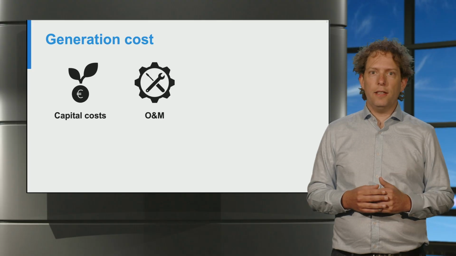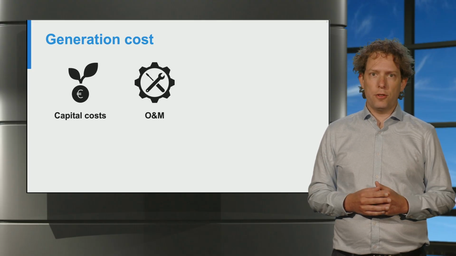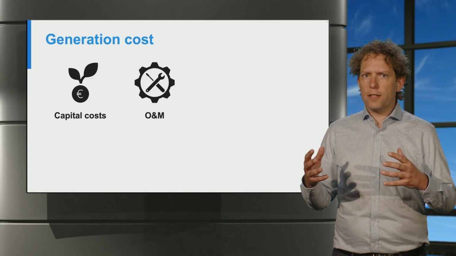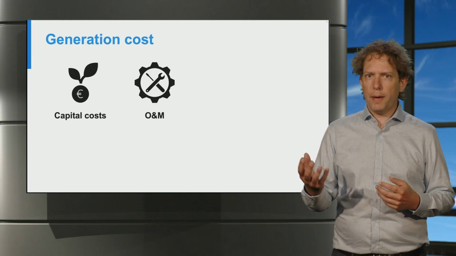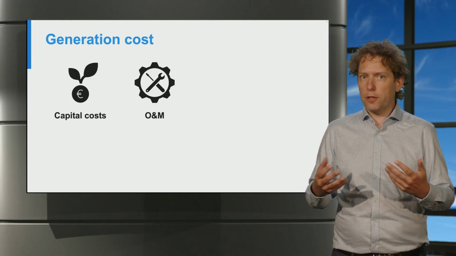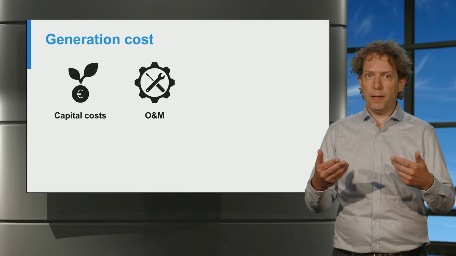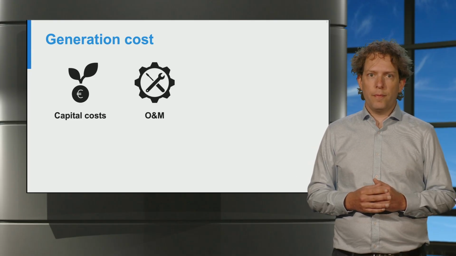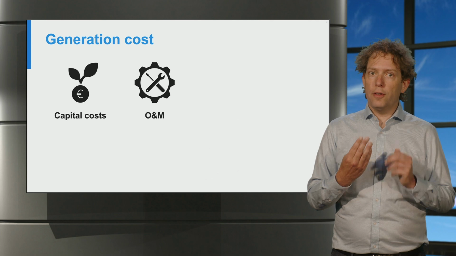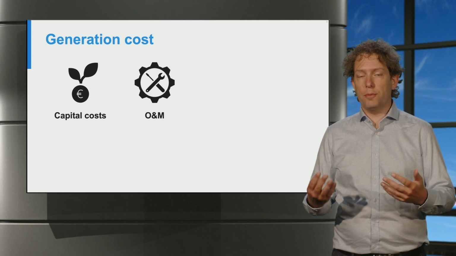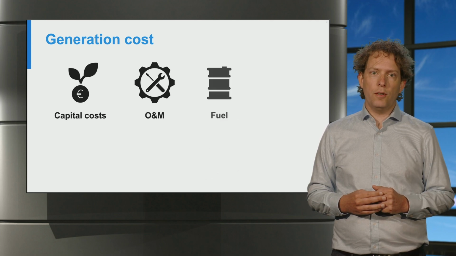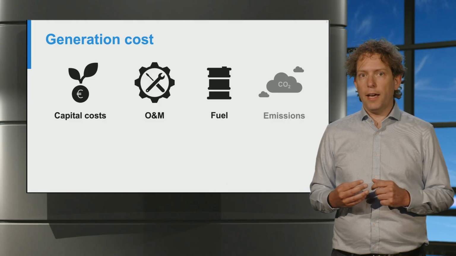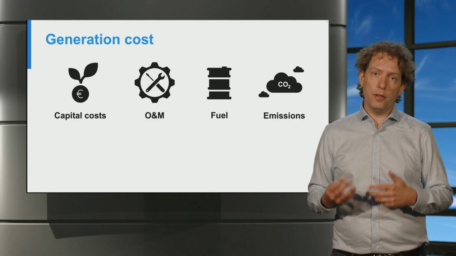The second category is the operation and maintenance costs. This includes things like wear and tear, regular inspections and replacement, and the personnel and energy required to operate the plant itself. And the third and fourth are related to the energy production process itself. One is the cost of fuel, and the other the cost of carbon emissions, when that's applicable.